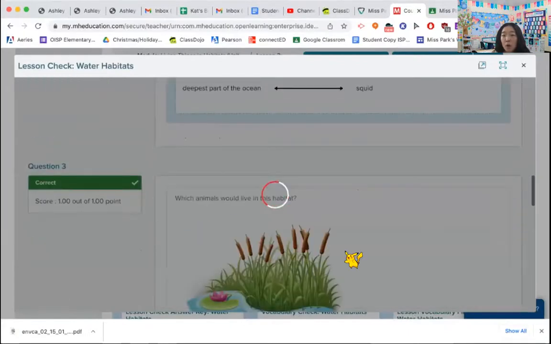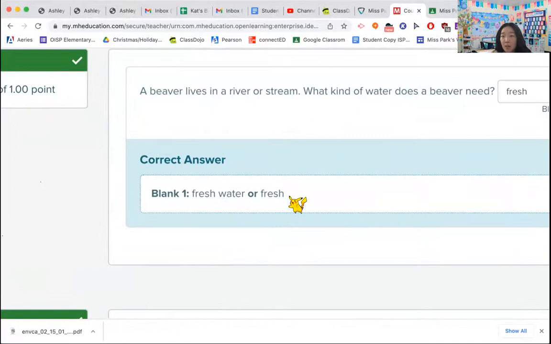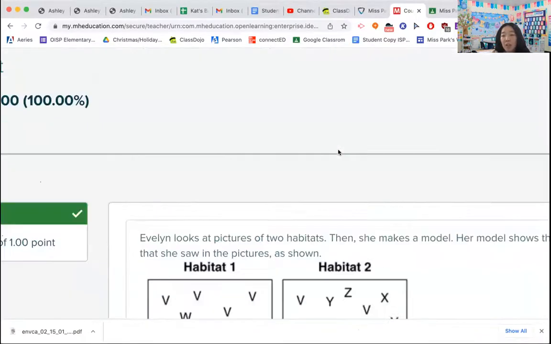So for number 4, you have to spell fresh correctly. You could put fresh water, but you have to put a space then because it's two words, or you could just write fresh. If you spell fresh wrong, are you going to get it right? No. Spell it wrong, you will get it wrong. So you need to spell it correctly. Can everyone type the word fresh in the chat so I know that you could spell it correctly? Very good. Awesome. You do not need to capitalize it.